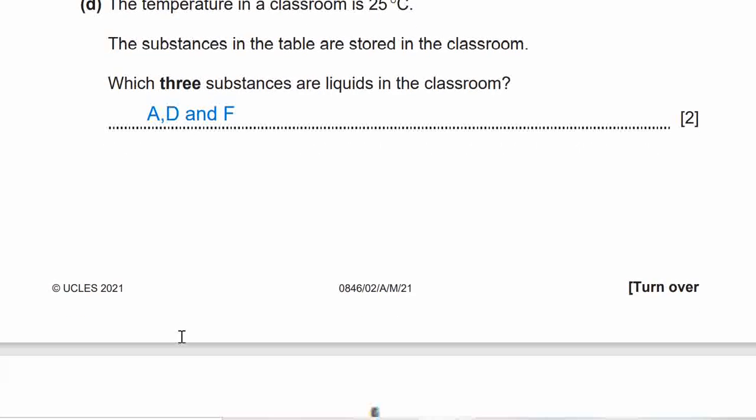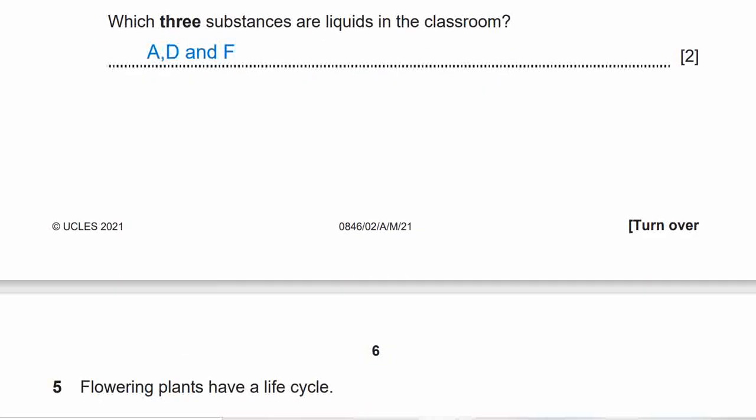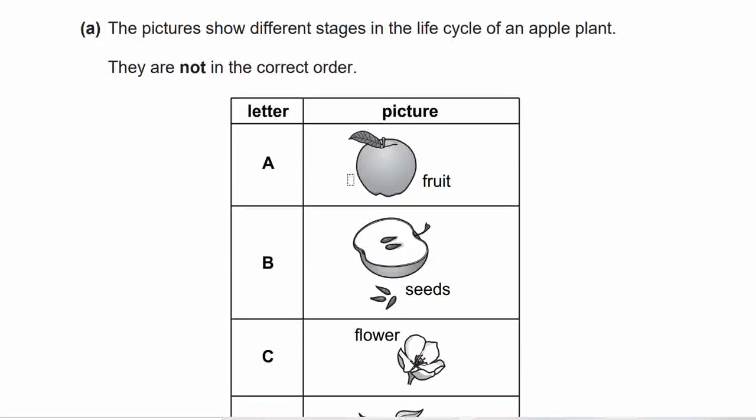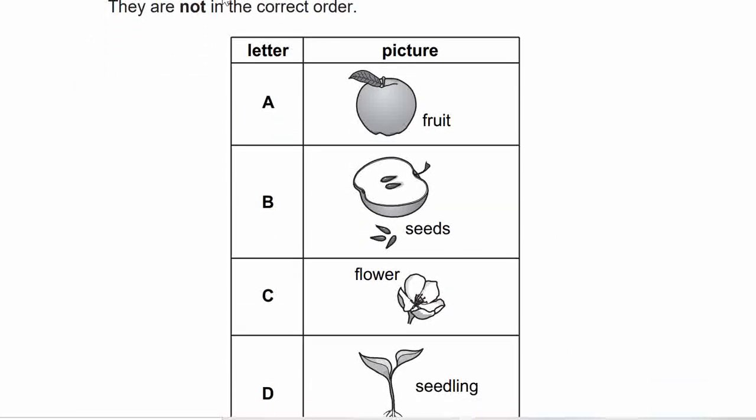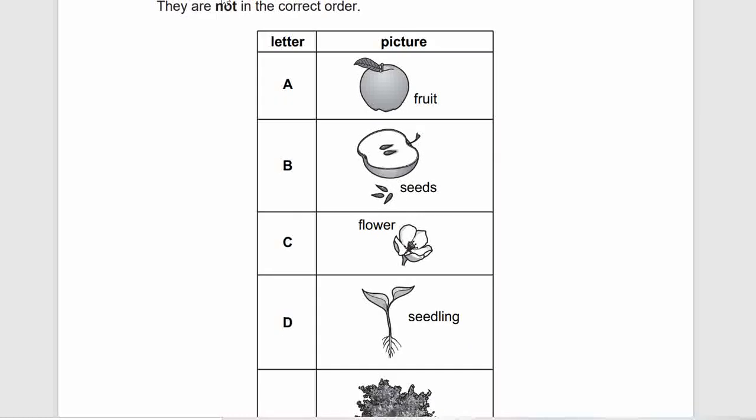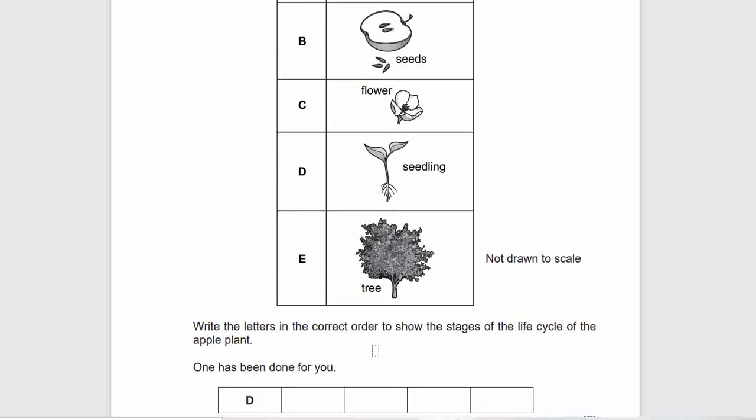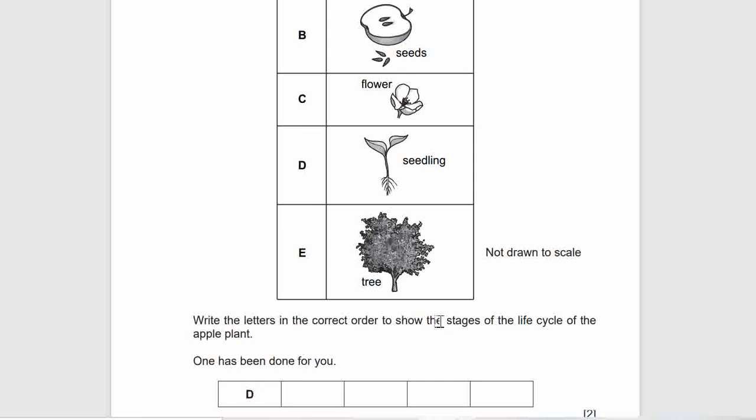Let's move on to the next question. It will be question number 5. Flowering plants have a life cycle. The picture shows different stages in the life cycle of an apple plant. They are not in the correct order. Letters A to E: A is fruit, B is seeds, C is flower, D is seedling, E is tree. Write the letters in the correct order to show the stages of the life cycle of the apple plant.